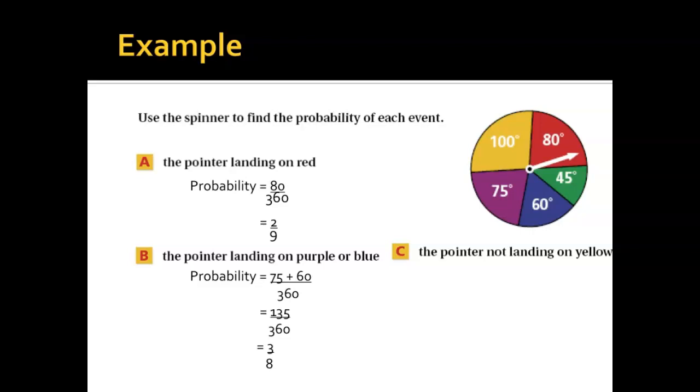All right, and the pointer not landing on yellow. For the pointer to not land on yellow, that would be everything else. So to find that, we can do 360 minus the 100 degrees, or if you wanted to, you can add all the other degrees together, 80 plus 45 plus 60 plus 75. 360 minus 100 is probably a little bit easier, but you should end up with the same answer either way. So we end up with 260 over 360, which can be simplified to 13 over 18.